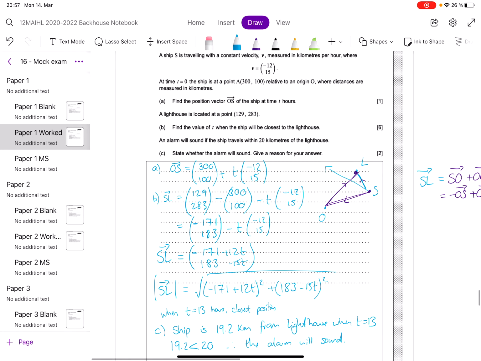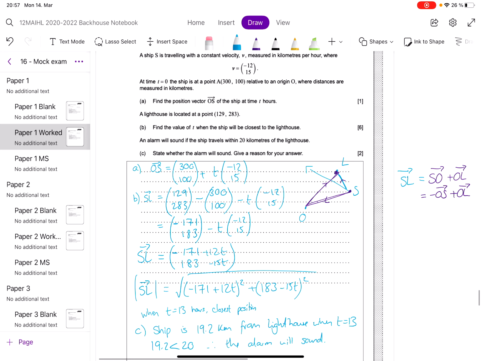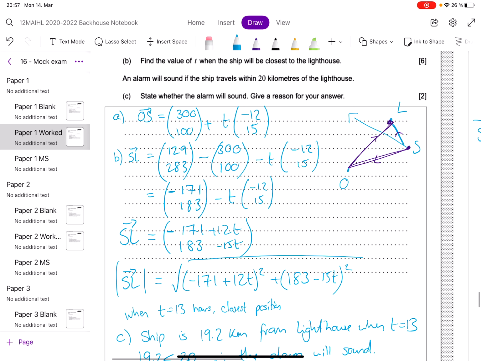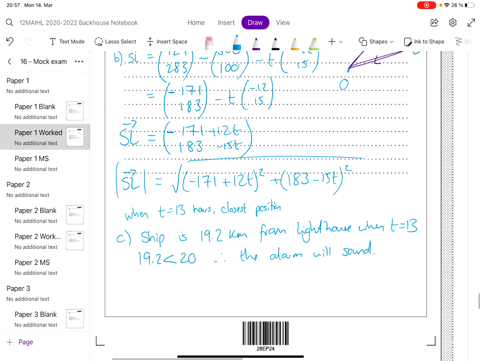Okay, that is that vectors question done. Quite a lot of work. This is a really useful technique, this minimum distance in B. Comes up quite a lot in exam questions, so it's a really useful one to learn.